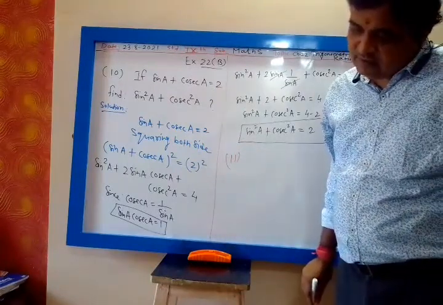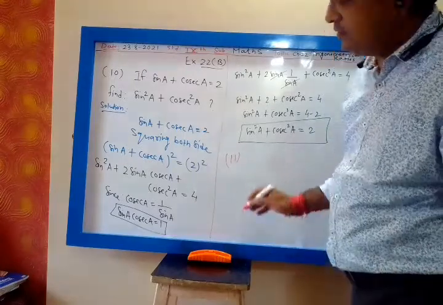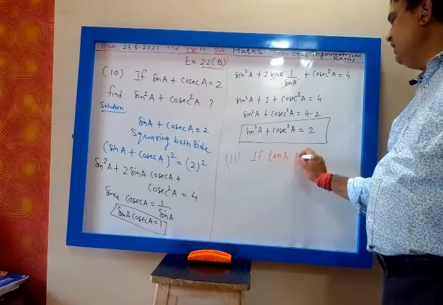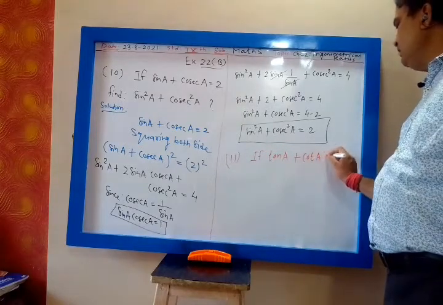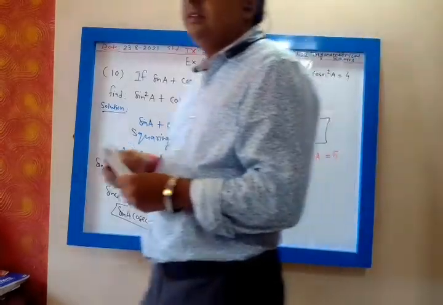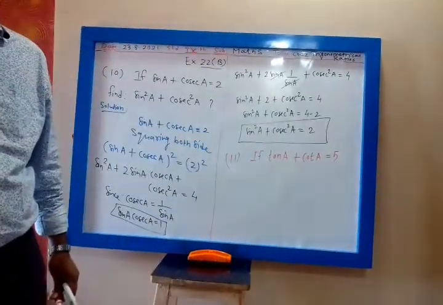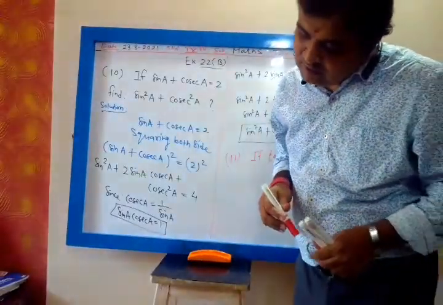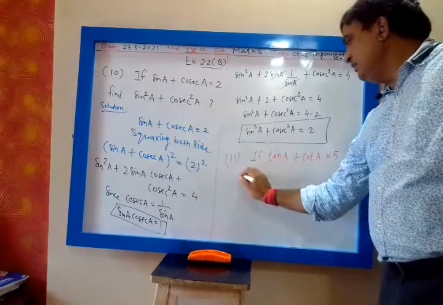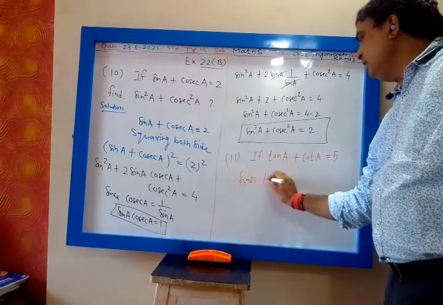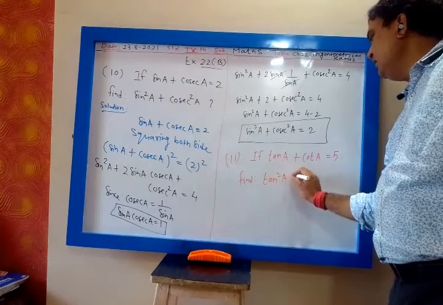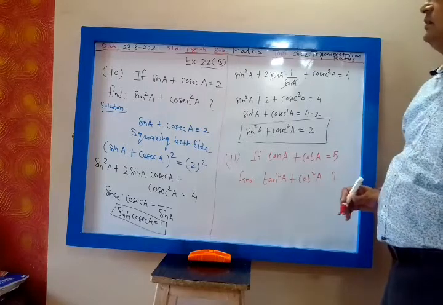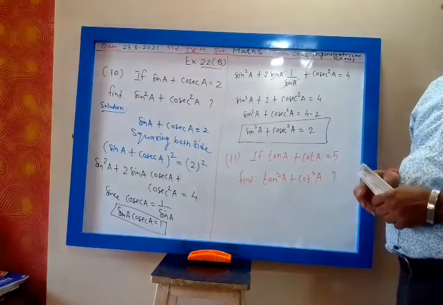11 will be same. If tan a plus cot a is equal to 5, then find the value of tan square a plus cot square a. Can you do it similarly? Yes or no? Tell me so that I can give homework.